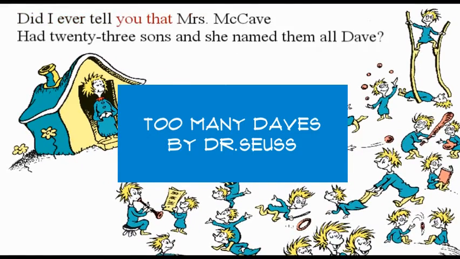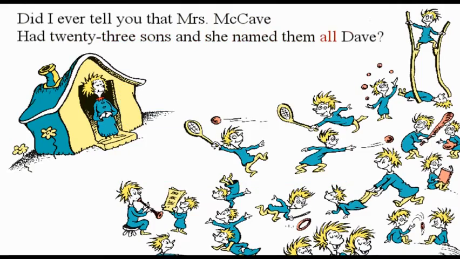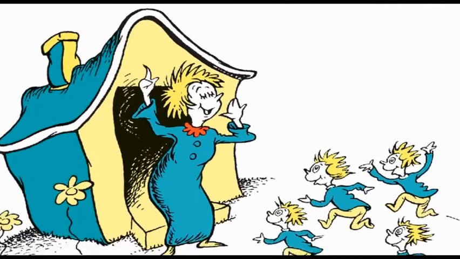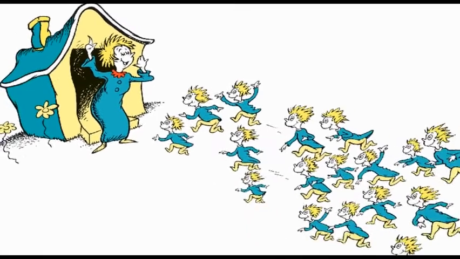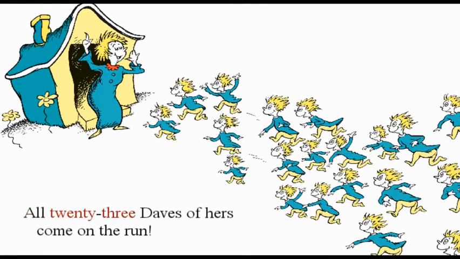Did I ever tell you that Mrs. McCabe had 23 sons and she named them all Dave? Well, she did, and that wasn't a smart thing to do. You see, when she wants one and calls out, "Yoo-hoo! Come into the house, Dave!" she doesn't get one. All 23 Daves of hers come on the run.